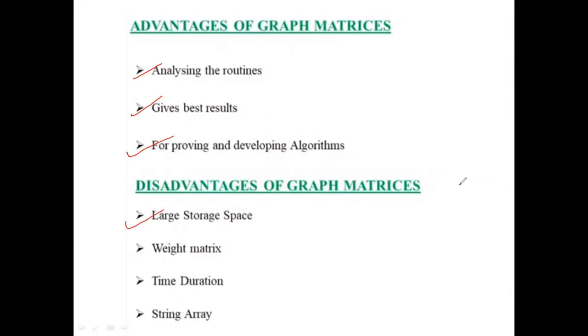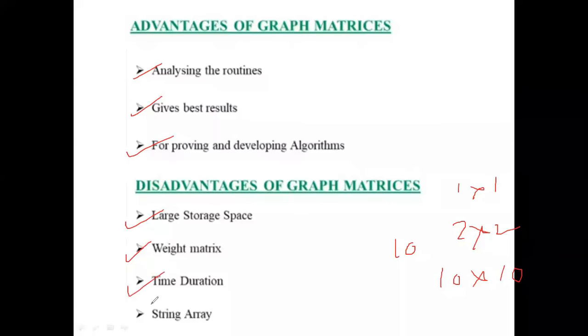Why? We need 1 by 1. If there are 2 nodes, we represent this with 2 by 2. If there are 10 nodes, we need a 10 by 10 size matrix. So we need a weight matrix, the time duration, and a string array. So these are the disadvantages of the graph matrices.